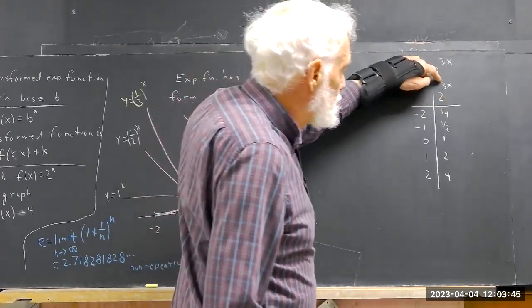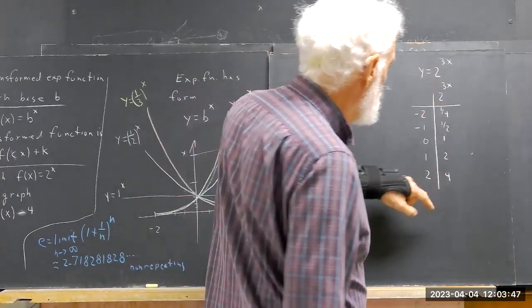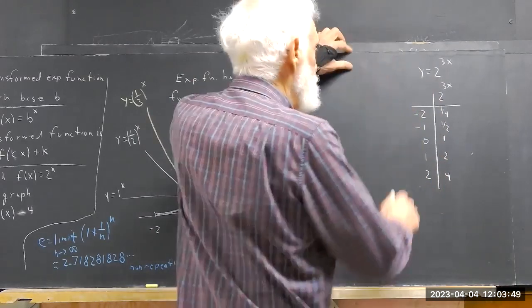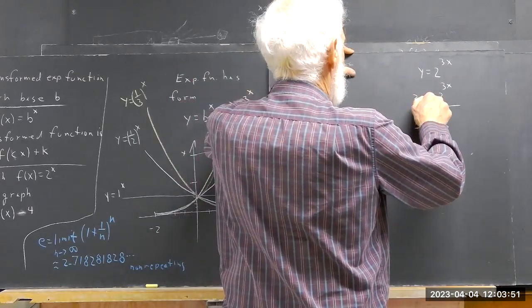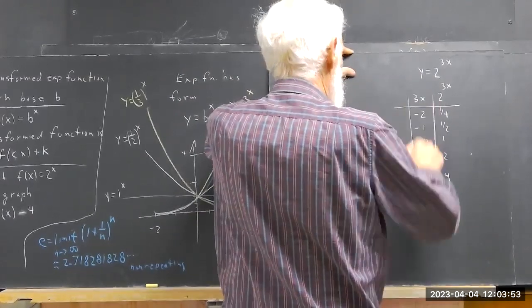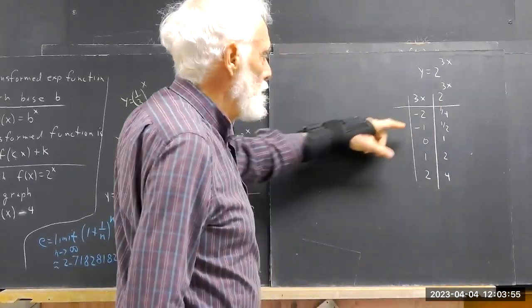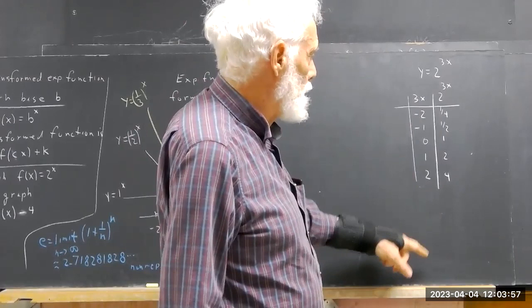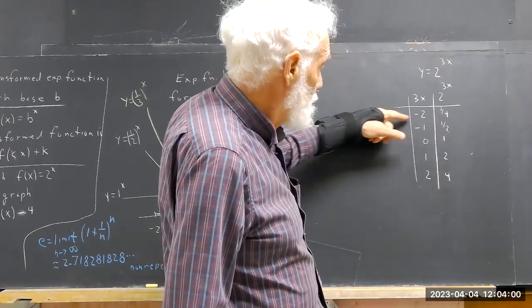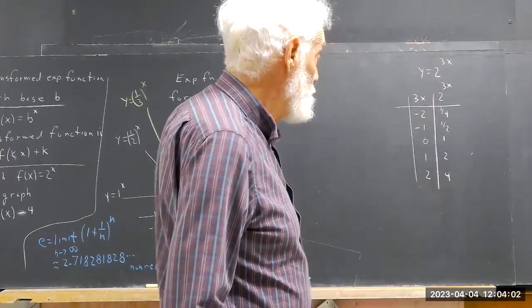If these numbers are 2 to the 3x, the 3x has to be these values. These have to be values of 3x in order for these, which correspond to these, to be values of 2 to the 3x.